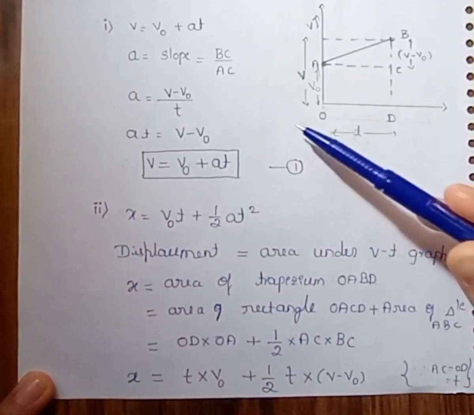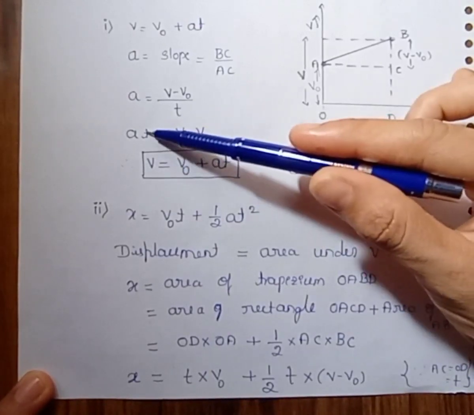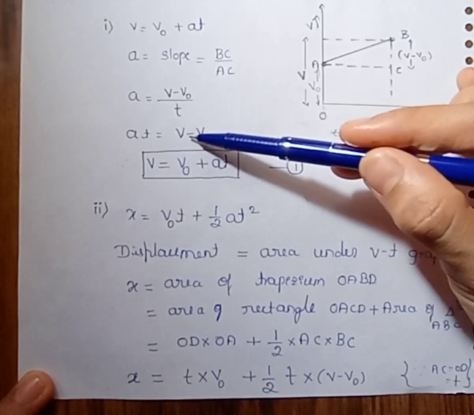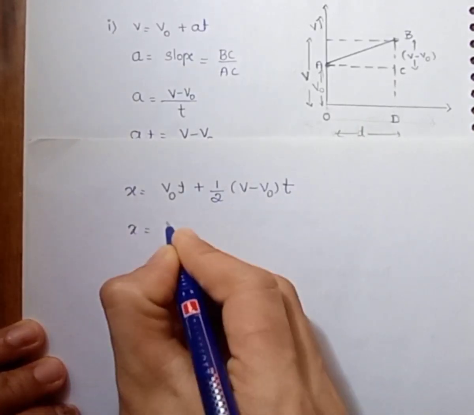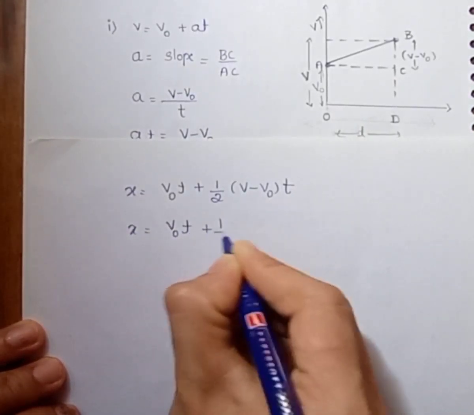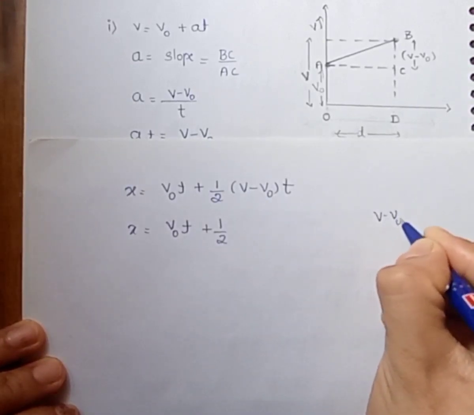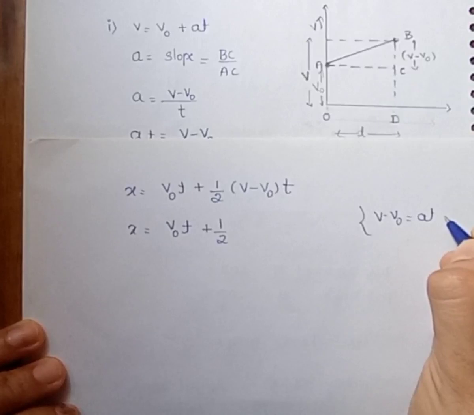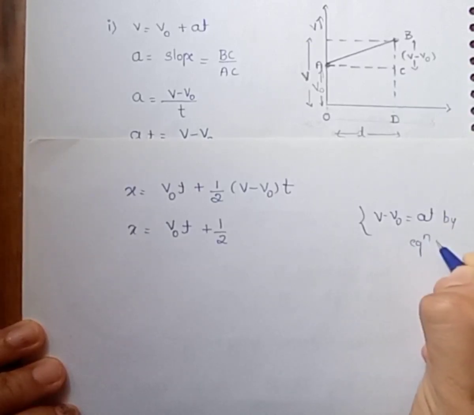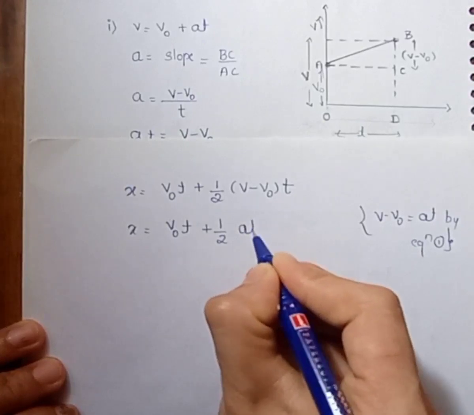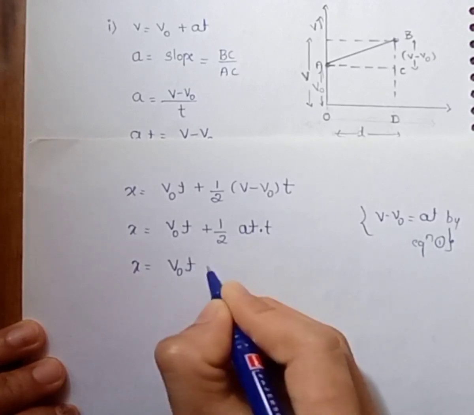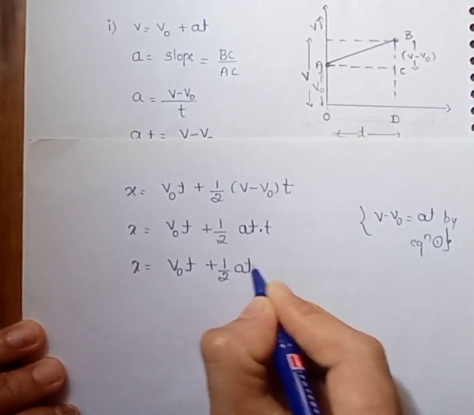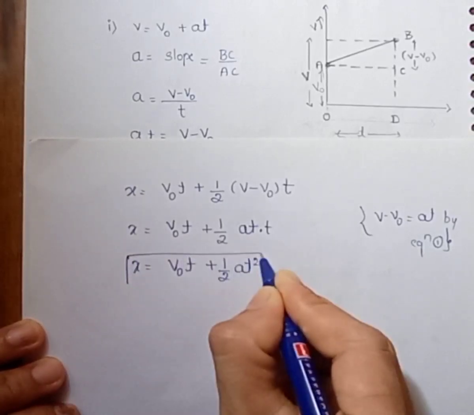In equation 1, we will get V minus V0 is equal to A into T. Just substitute the value of V minus V0 equal to AT in this expression. Then we will get x is equal to V0 T plus half into (V minus V0), which is A into T, by the equation 1 expression. Here T is already there. The value of x is equal to V0 T plus half AT square. This one is the second kinematic expression.